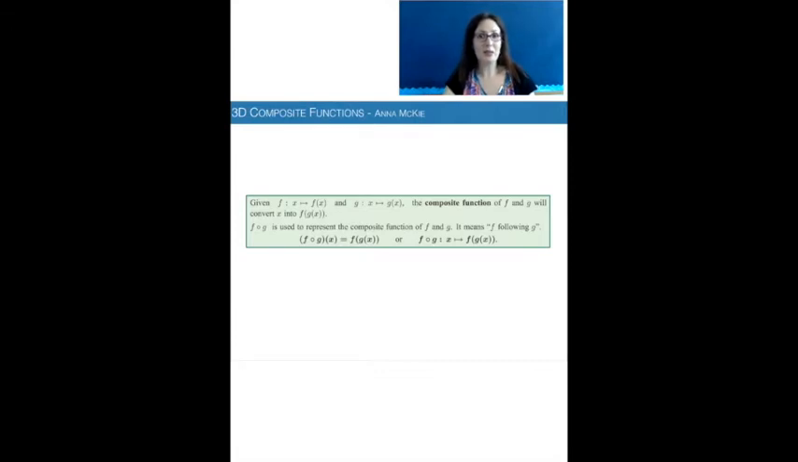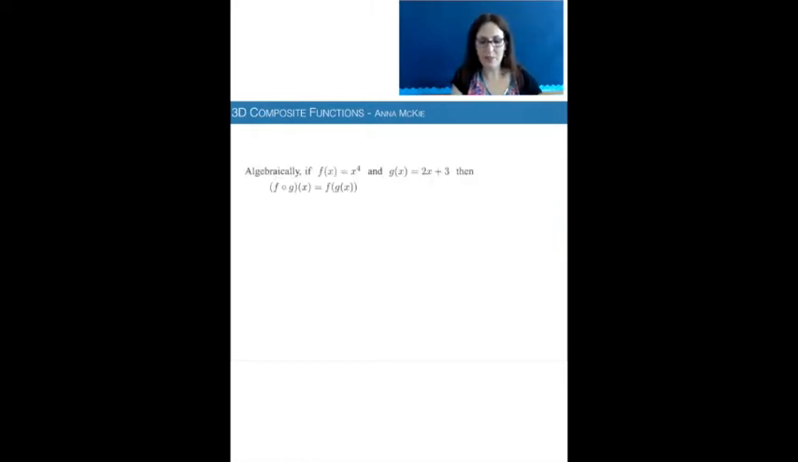Here is our technical definition for it, particularly being aware of the different types of notation. I prefer this second notation because it's clear to see that the g of x is going to be put into the f function. And here it's, again, what looks like fog, it's f of g of x is how it's read. So algebraically, let's go back to that first example.